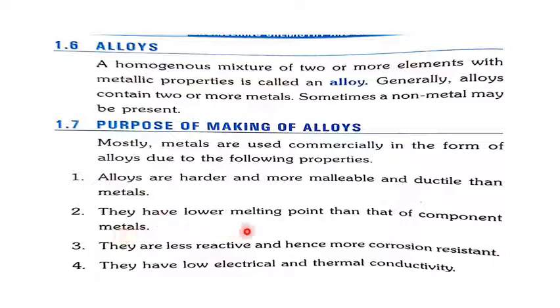Next, they have a lower melting point than that of the component metals. Metals generally have high boiling and melting points. When compared with metals, alloys have lower melting points. That means we can melt alloys at a lower temperature. So this is also one of the uses.